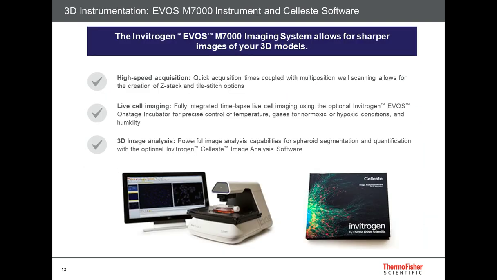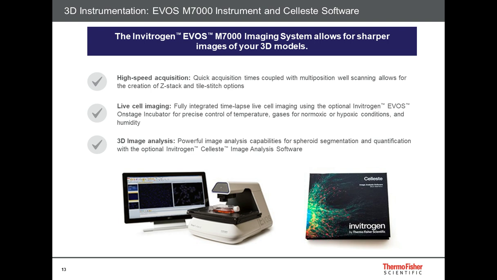So first, the EVOS M7000 instrument is a wide field microscope that's fully automated with high-speed acquisition, so that you can scan multiple wells, 96 wells if you like, but also with the power to create Z-stacks or image a wide area and tile or stitch those images into one large reconstructed image. It's also compatible with an onstage incubator, so you can control not only the temperature, but gases and humidity on your cells to perform time-lapse live cell imaging.